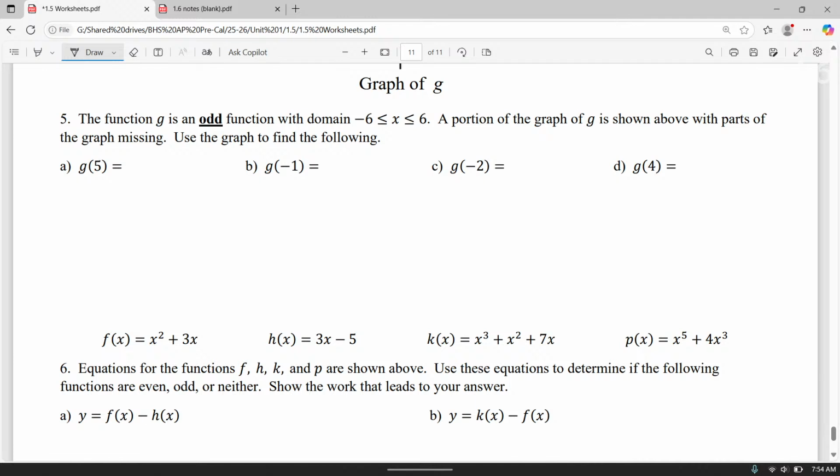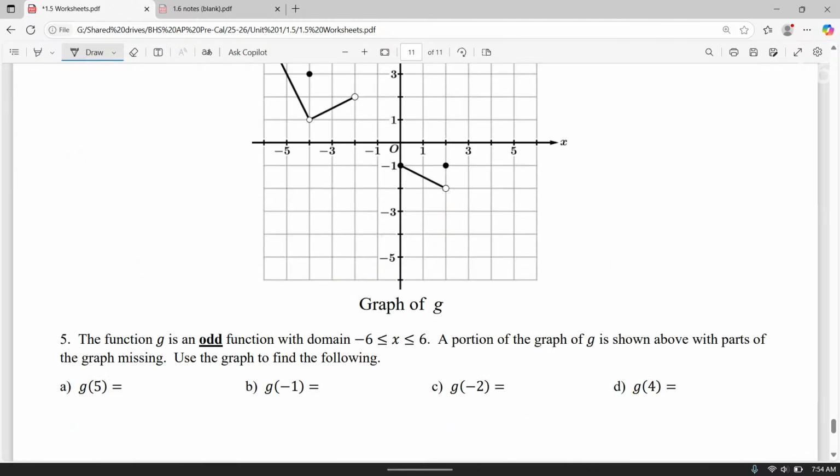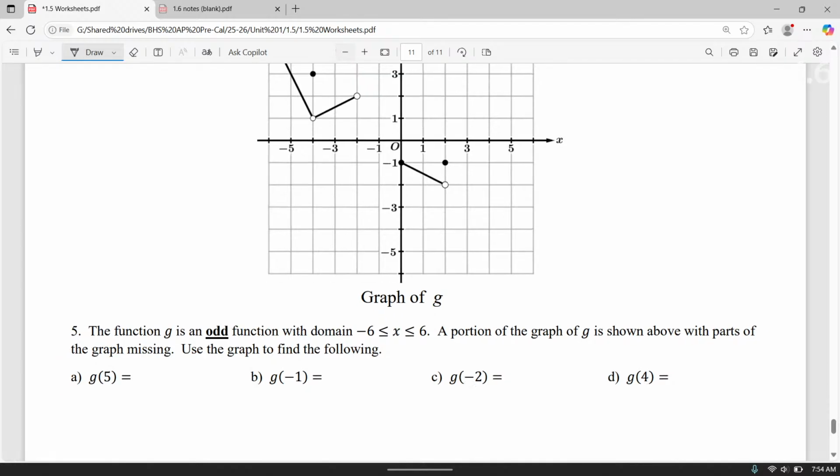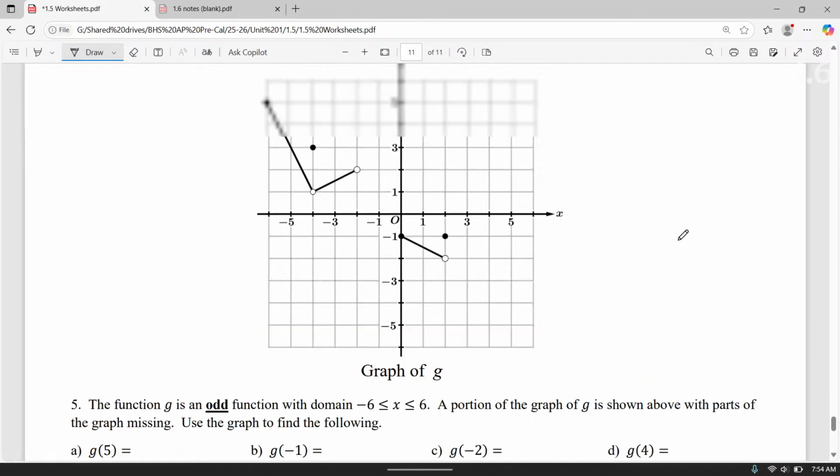The function is odd with a domain from -6 to 6. A portion of the graph is... Oh, so we're going off this graph. I'll make this a little bit smaller. So we're using this graph, and it tells me it's odd. This is interesting. It only tells me it's defined from -6 to 6.